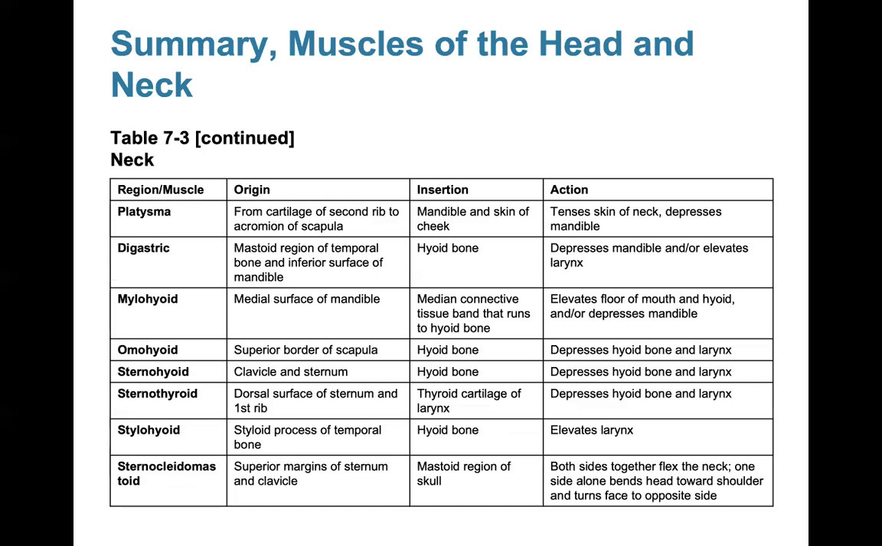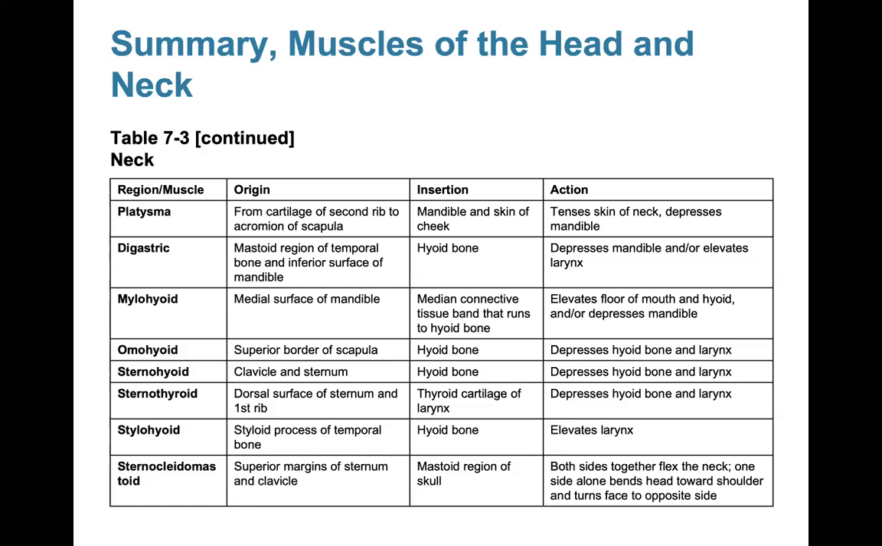The platysma tenses the skin of the neck, and it depresses the mandible. This one's really seen, for example, if you notice how men, when they shave their neck, how they tense that part up, that's the platysma. The digastric depresses the mandible and/or elevates the larynx. And then your hyoids are actually going to depress the hyoid bone and the larynx. And we typically just refer to them collectively as the hyoids.